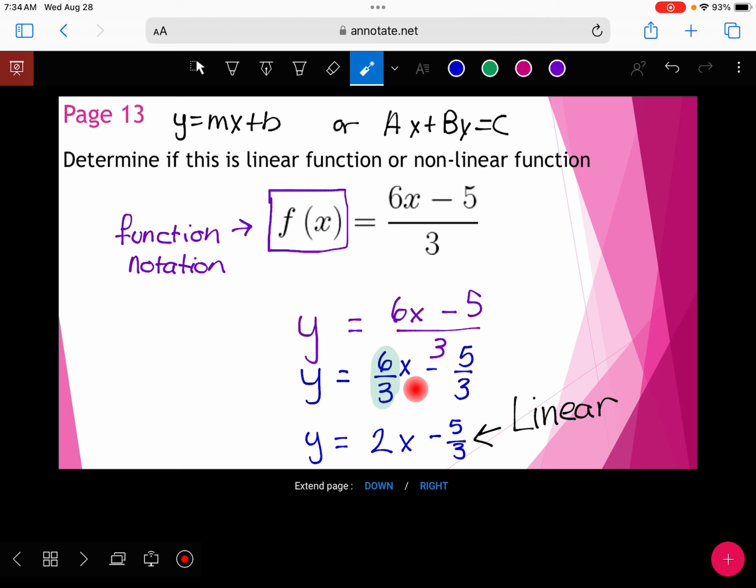So 6x over 3, we can just cover up the x right here. 6 divided by 3. Okay? We can simplify like that because the x is still hanging out. 6 over 3 simplifies down to be 2. So that's just 6 divided by 3.